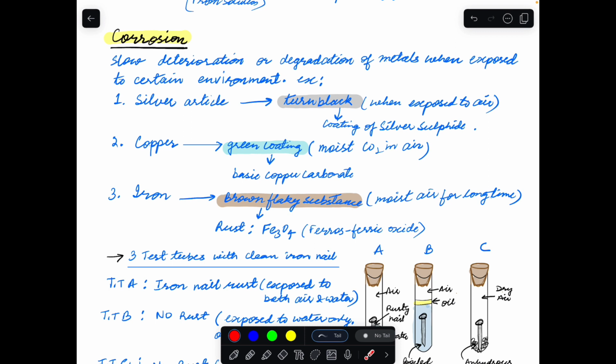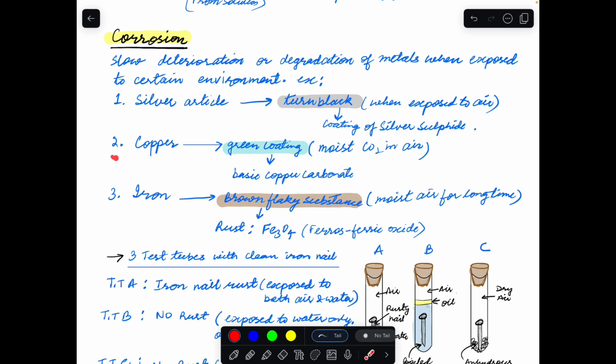Why? Because when they are exposed to air, they will develop a coating of silver sulfide. In the atmosphere, we have sulfur dioxide gas. So the sulfur content will react with your silver article to form silver sulfide. And this silver sulfide is black in color. Therefore, their surface turns black.